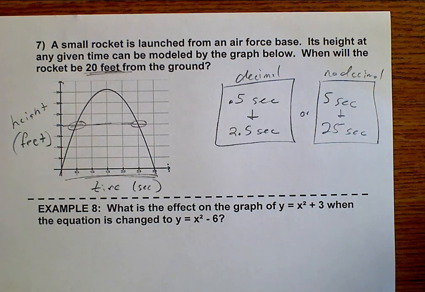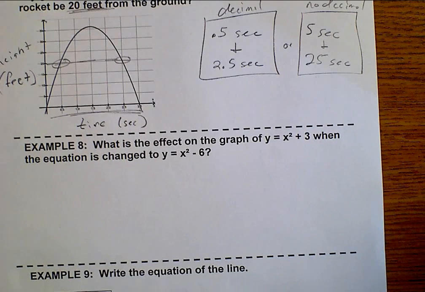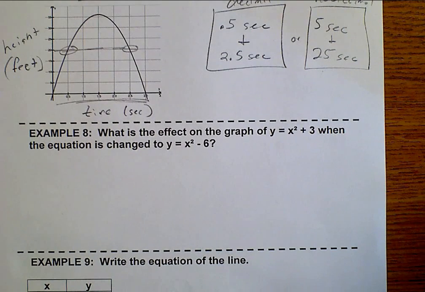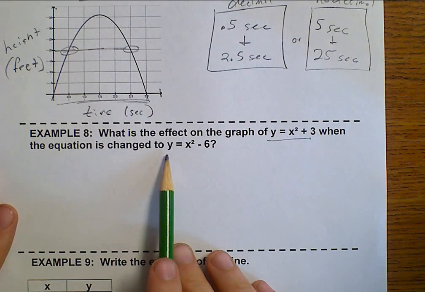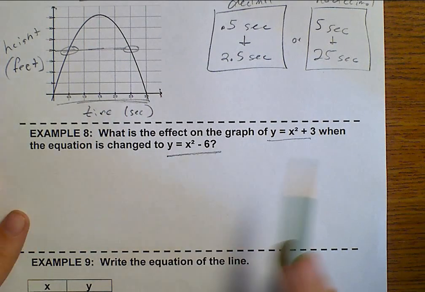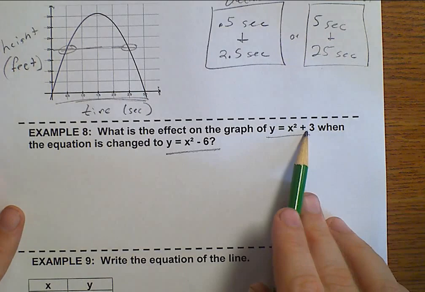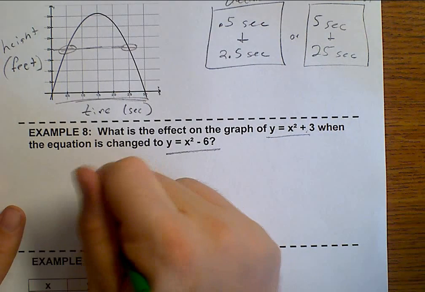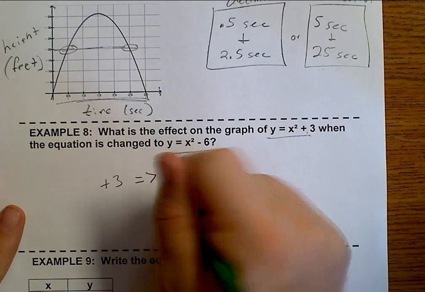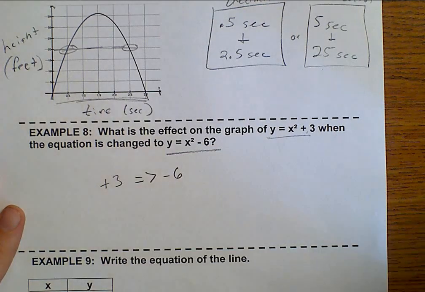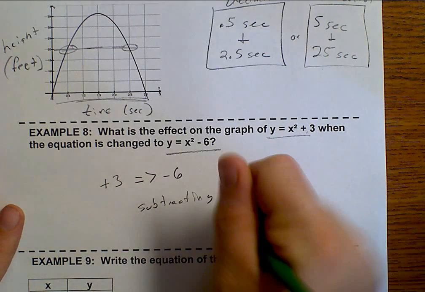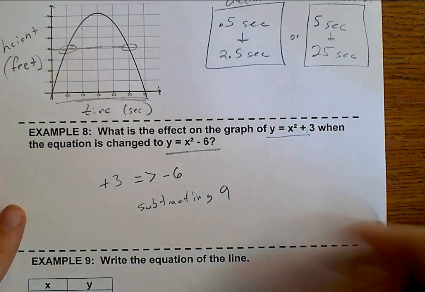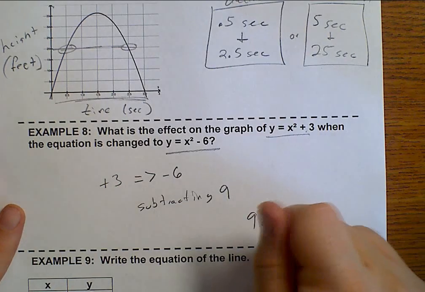Let's go ahead and take a look at example number 8. What is the effect of this graph when it's changed to this? So the difference is that a positive 3 becomes negative 6. And how do we do that? We do that by subtracting 9. So we moved 9 down.